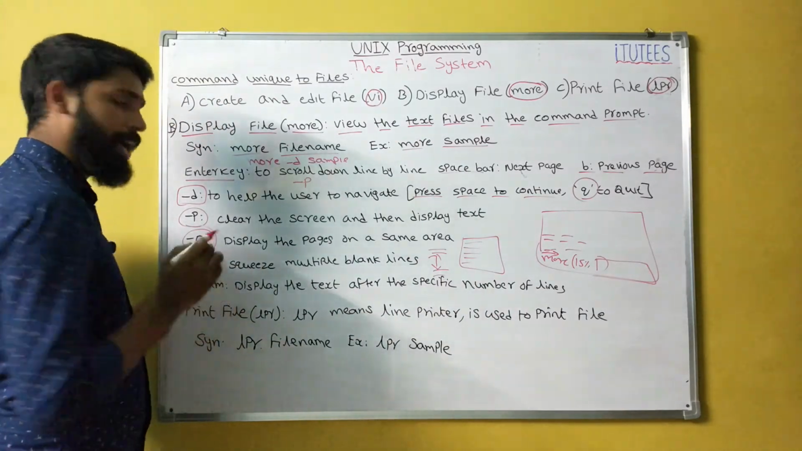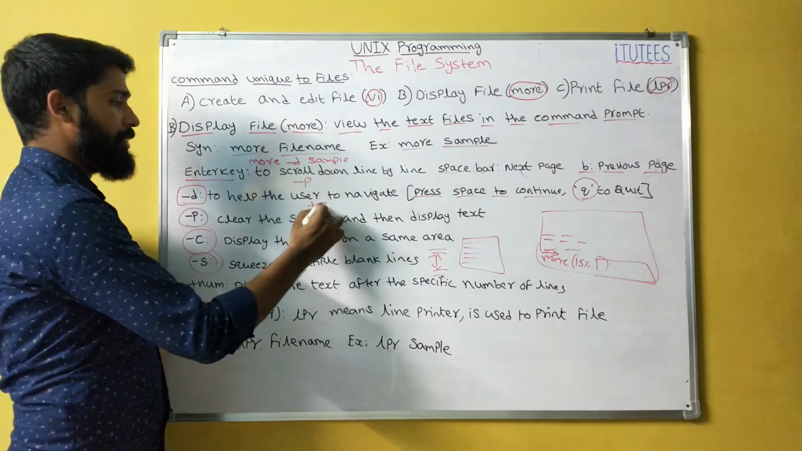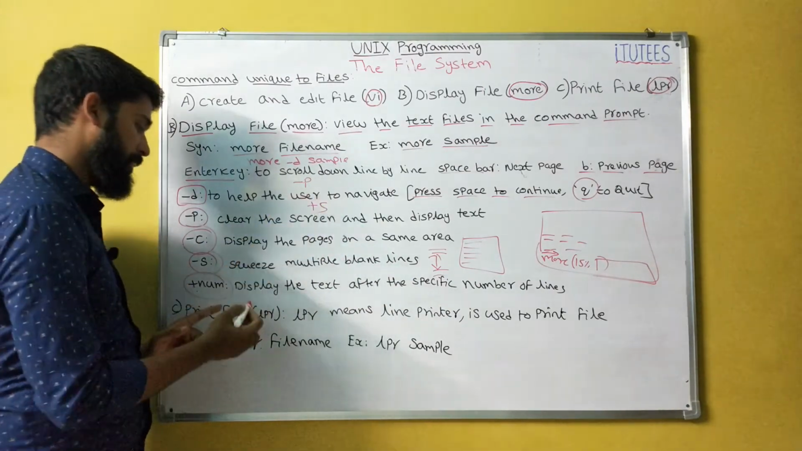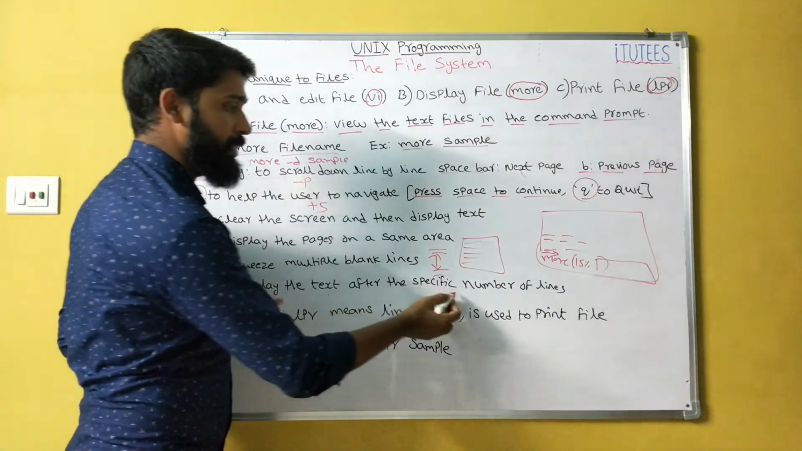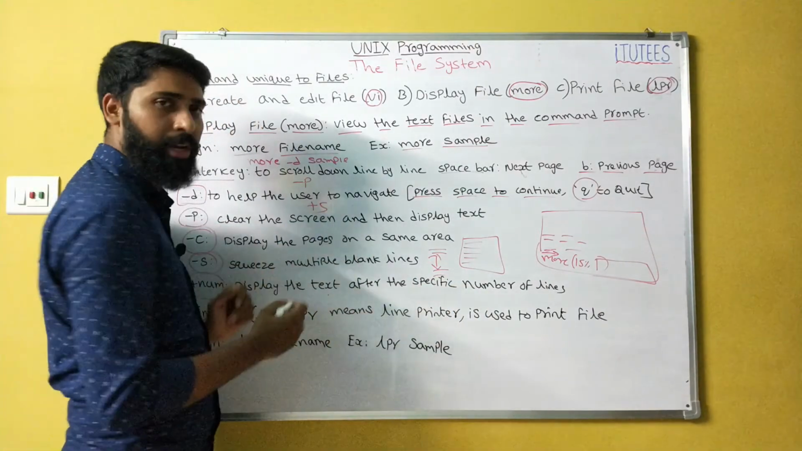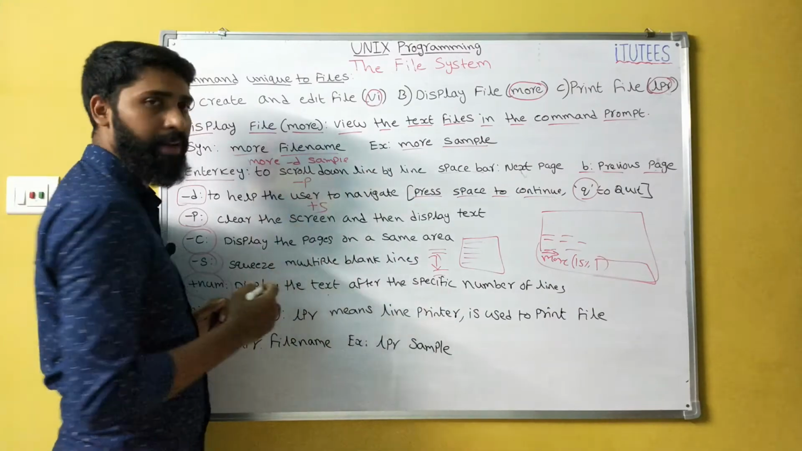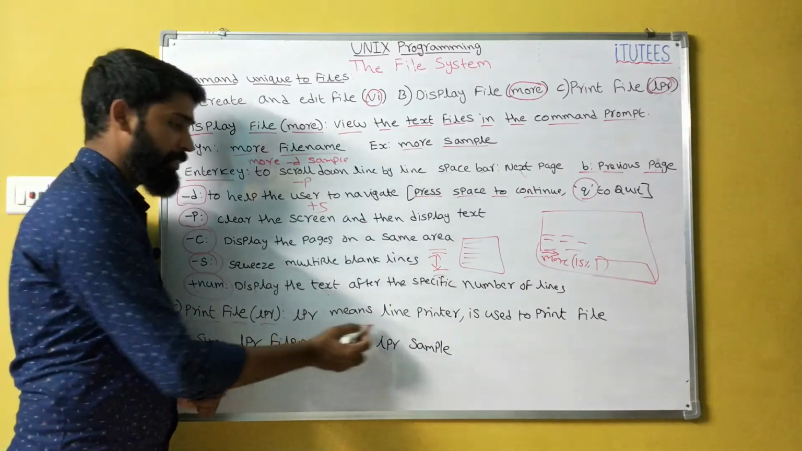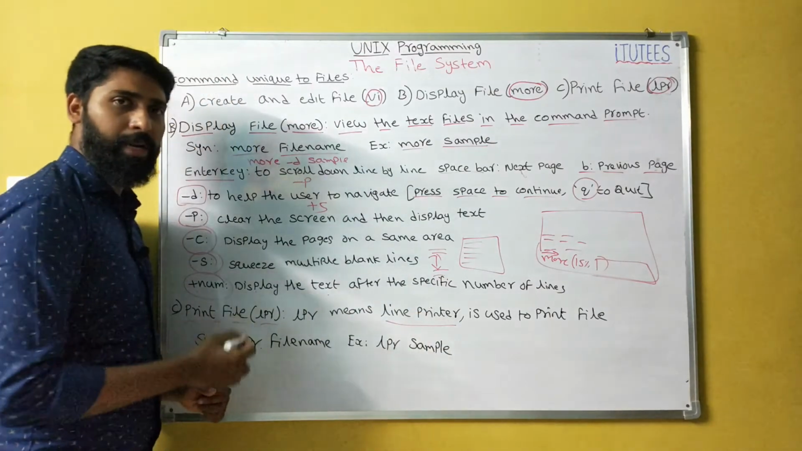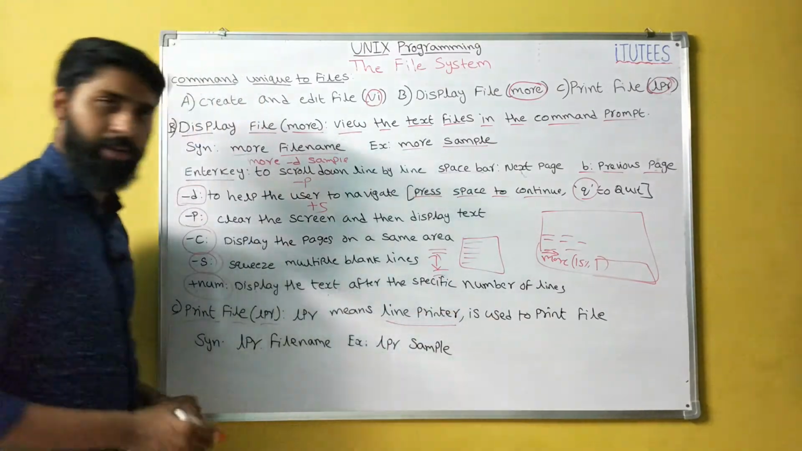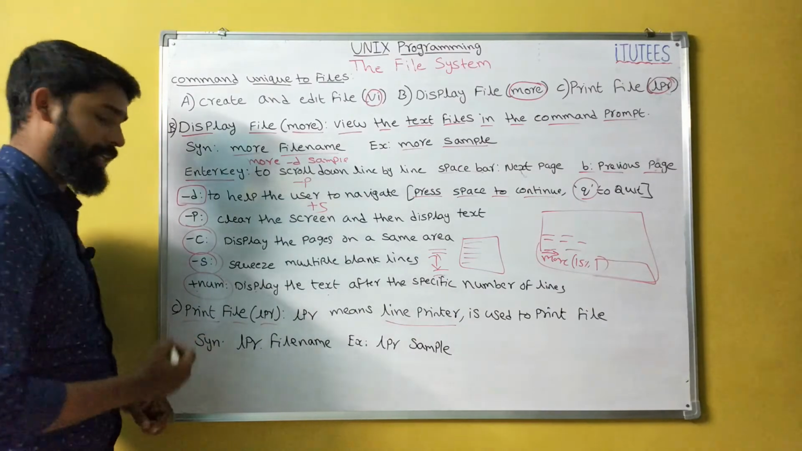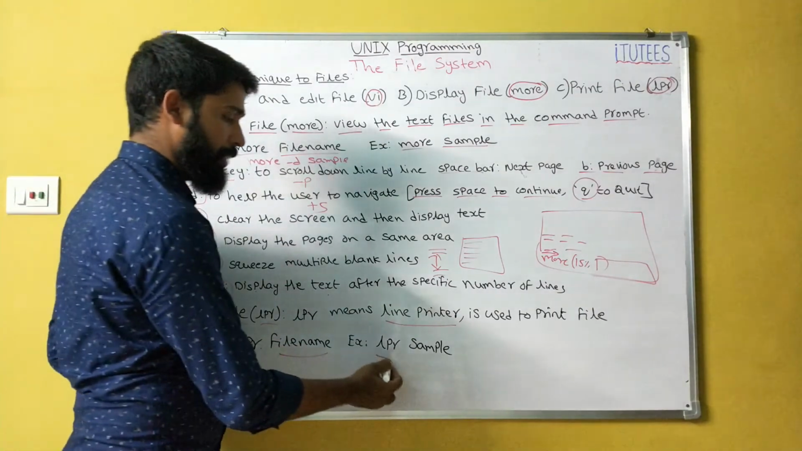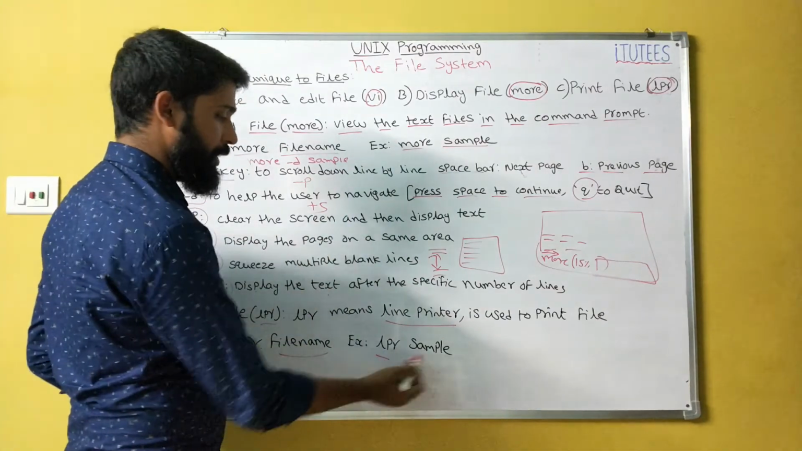For example, if I want to display 5 lines at a time, I use plus number, that means plus 5. It displays the text after the specific number of lines. So first 5 lines, and if I press enter, the next 5 lines. Another one is print file, lpr. lpr means line printer. This command is used to print the file. The syntax is lpr file name. For example, to print the sample document, lpr sample.